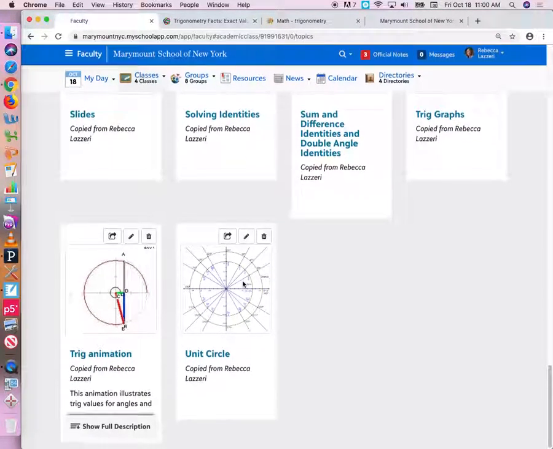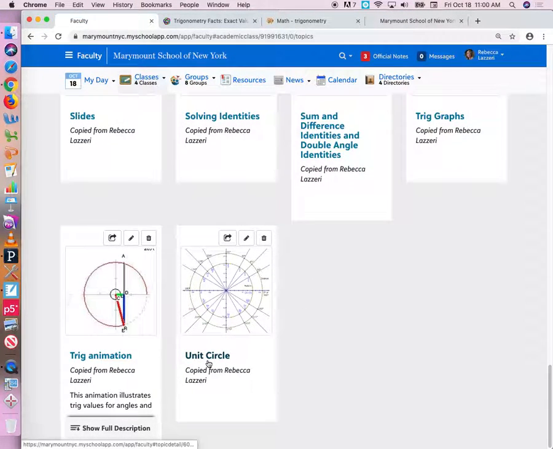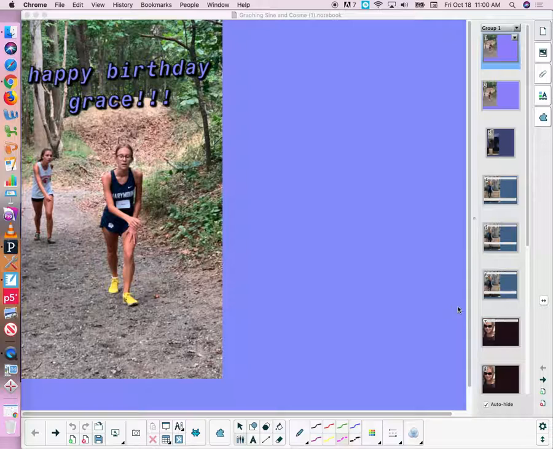Okay, and then there'll be more coming. Here's the unit circle if you want to look at it. There it is. Okay, so now we're going to talk about homework from last night.